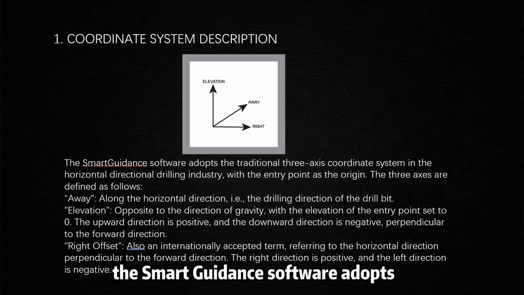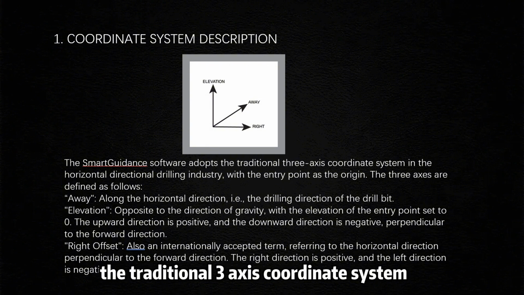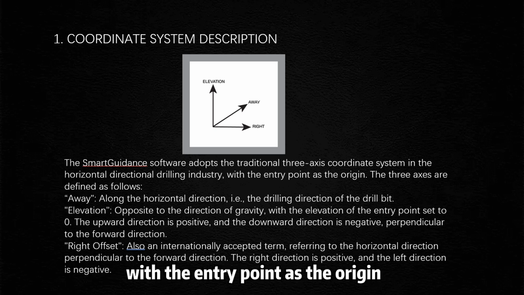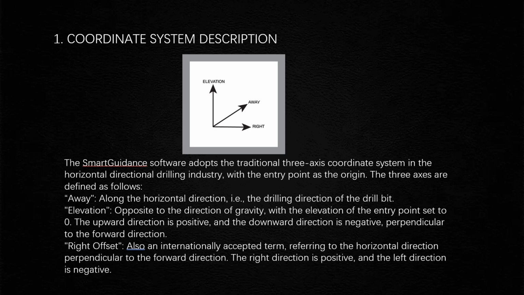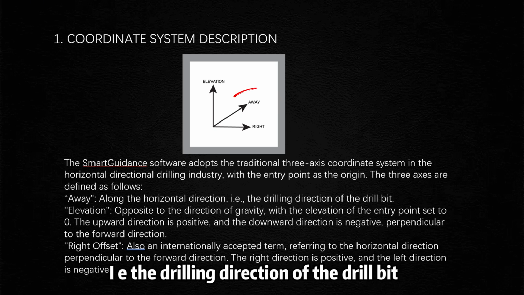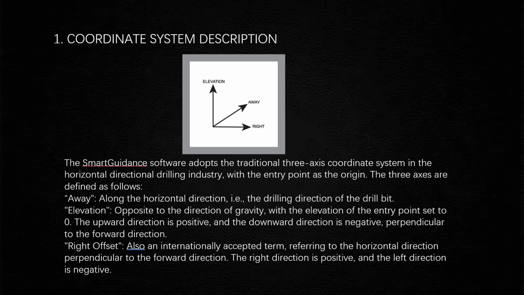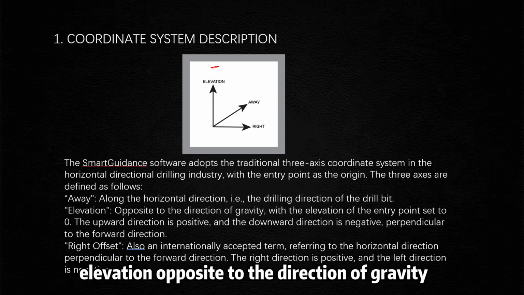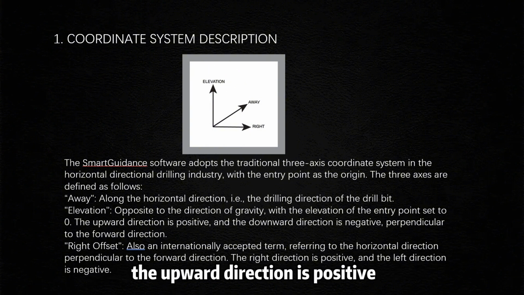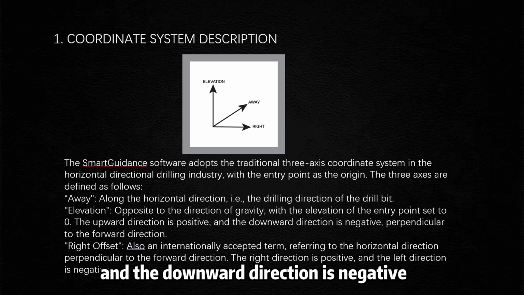The Smart Guidance software adopts the traditional 3-axis coordinate system in the horizontal directional drilling industry, with the entry point as the origin. The 3 axes are as follows. Away, along the horizontal direction, i.e. the drilling direction of the drill bit. Elevation, opposite to the direction of gravity, with the elevation of the entry point set to 0. The upward direction is positive, and the downward direction is negative, perpendicular to the forward direction.